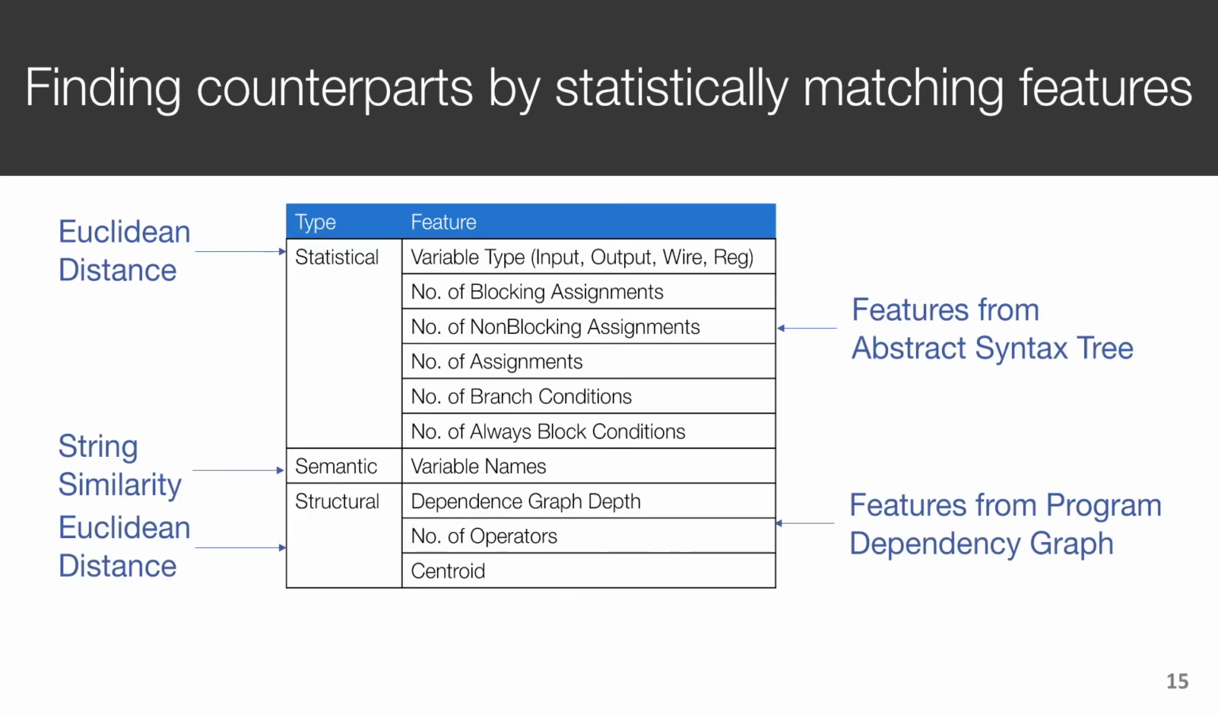We extract features from the abstract syntax tree and the program dependency graph, such as the variable types, the number of blocking assignments, non-blocking assignments, variable names, and the number of operators. We use the Euclidean distance to calculate the similarity among the statistical features and the structural features. We also calculate the string similarity between the variable names. We give weights to different types of features and then calculate the added distance between variables. The pair of variables that has lowest distance is the result of the mapping.